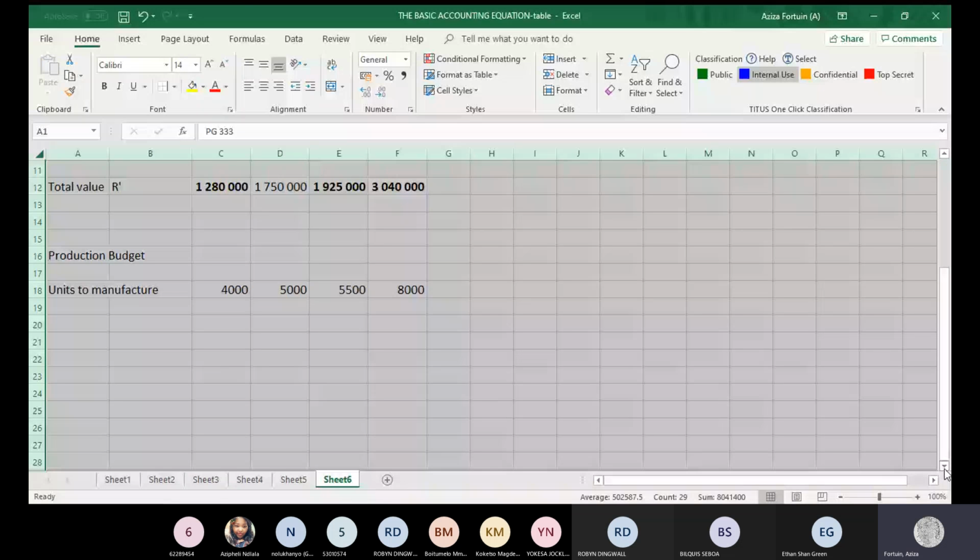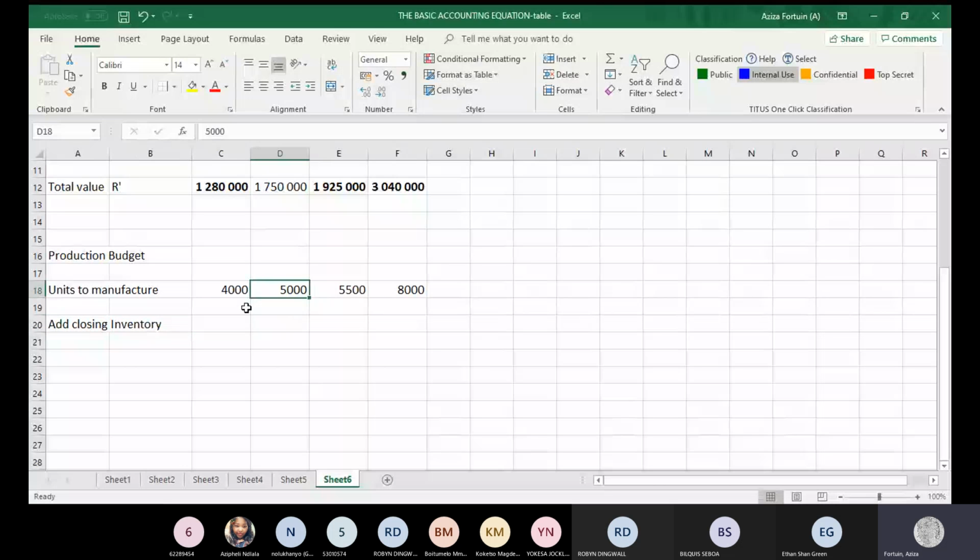Now you have to add your closing inventory. Now, where do we find our closing inventory? Where did they give that to us? Okay, they give us closing inventory of finished goods to be maintained at 10% of the next year's projected sales. So 10% of the 5,000. You're going to have to read what they say. So 5,000 times 10% is 500. 5,500 is 550. 8,000 is 800.